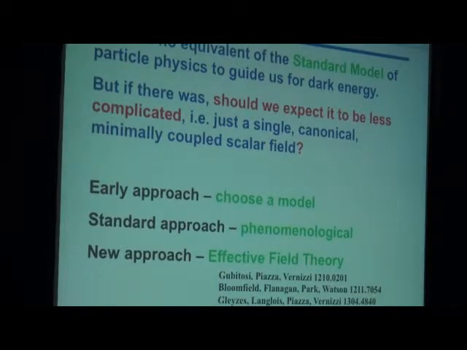So when we approach dark energy, there's sort of the early approach that people took when they first started thinking about it, where they would choose a particular model and then calculate the consequences. So they would choose the cosmological constant, they would choose a scalar field, maybe with a particular potential, and they would calculate the consequences of this. And you get results then within that specific model.